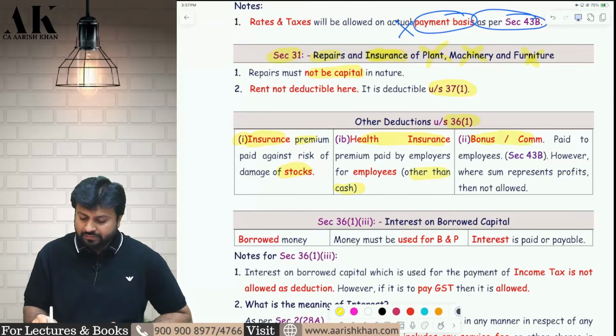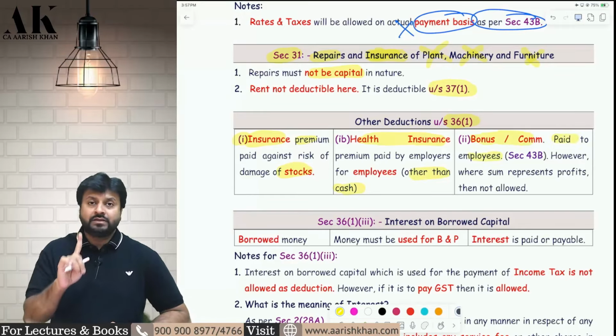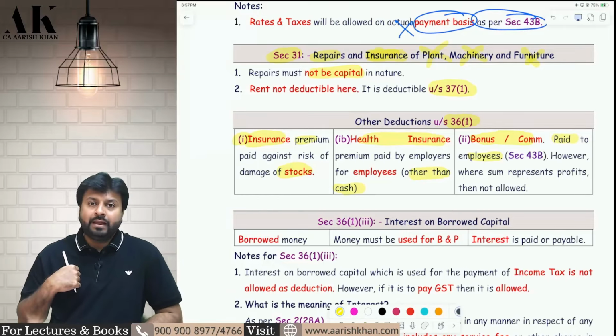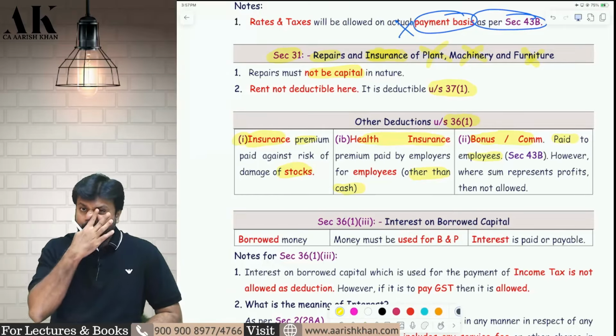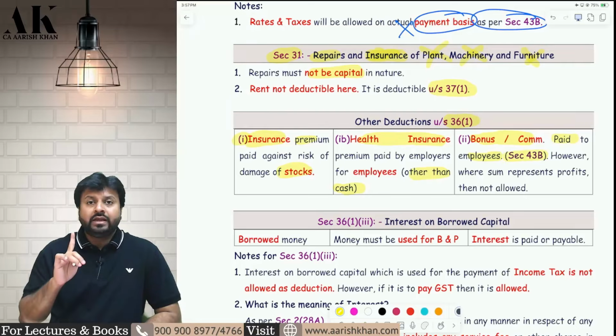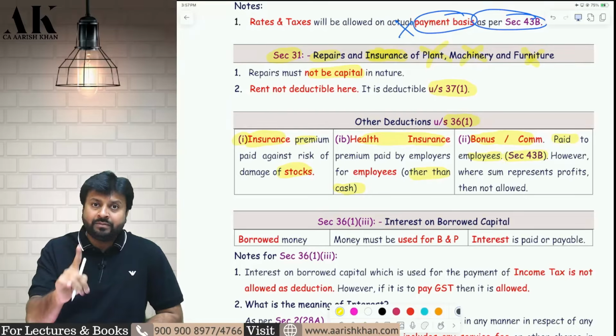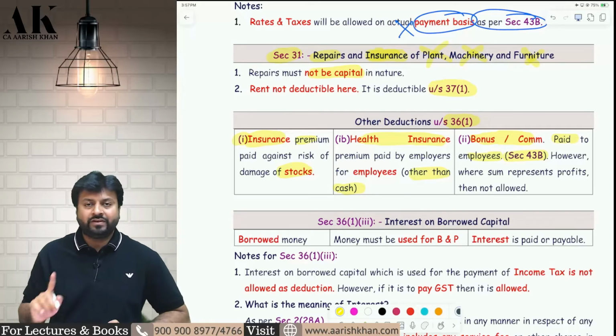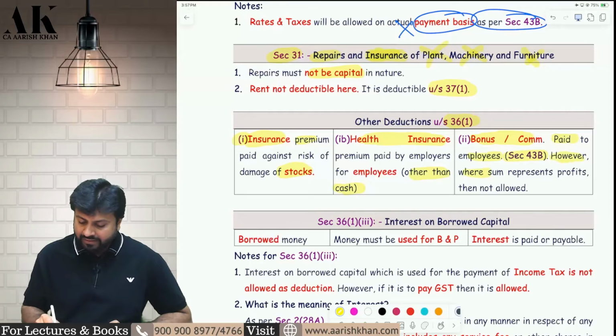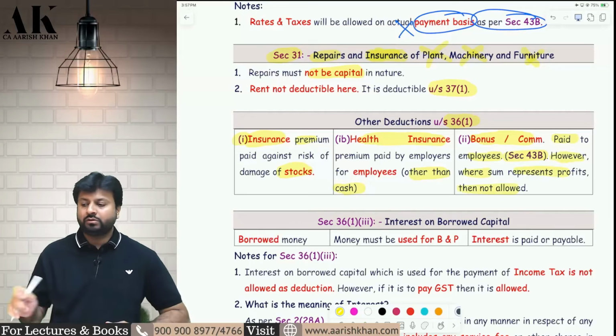Third, bonus and commission paid to employees. It is allowed. First important point over here. If I am employer, you are my employee, bonus and commission paid to employees are allowed, but subject to 43B. It means it is not allowed on accrual basis. It is allowed on payment basis. Not allowed on accrual basis. Okay, first thing. Second thing which is mentioned over here, which is slightly technical, however, where the sum represents profits, then not allowed. What do I mean by this?